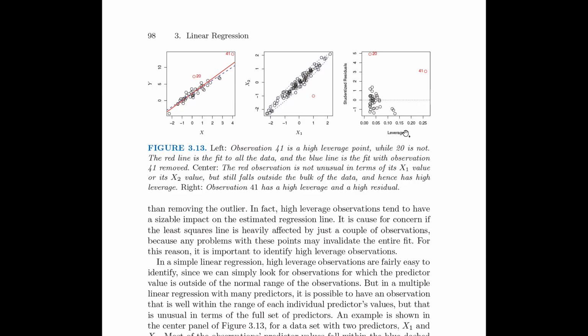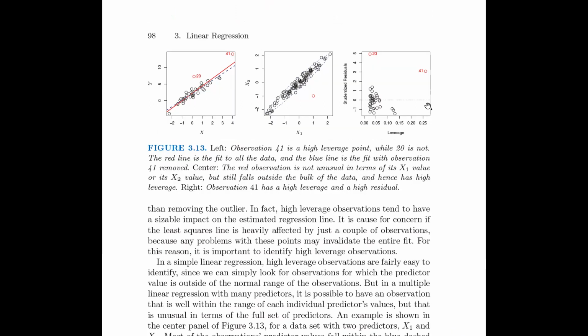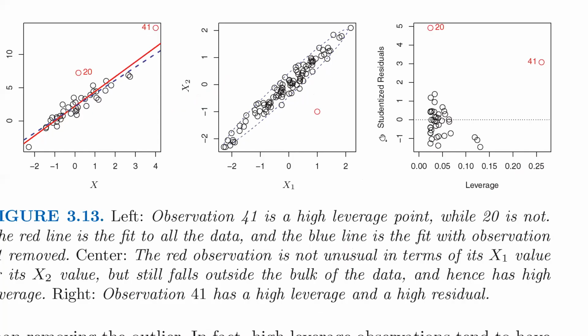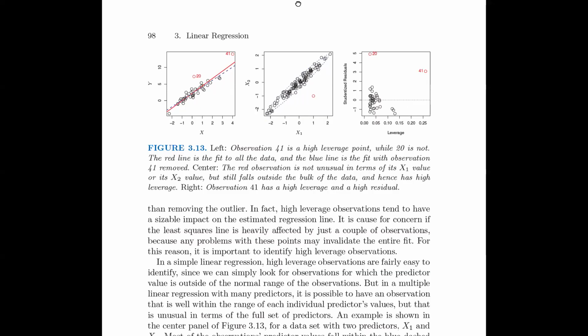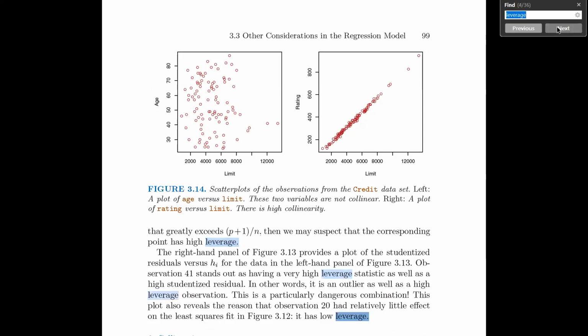In fact, there's a formula that quantifies the leverage. You can calculate the leverage for every observation, and 41 has the highest leverage. It also has something called the studentized residual, which involves a probability distribution, the Student t random variable. We can probably live without this for the time being.